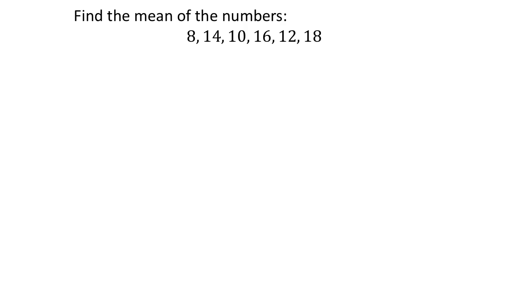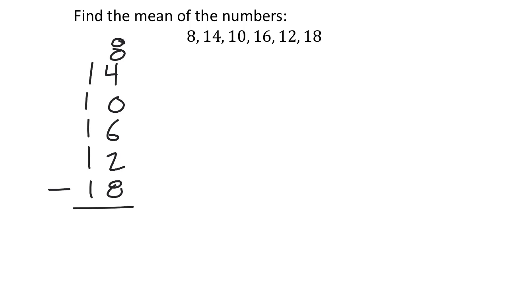So with this set of values, again, for the mean, we don't need these to be in order. The only value we need to be in order is the median. You could say the range as well, but the mean we don't. Okay, so I'm going to take these values, 8, 14, 10, 16, 12, and 18. Now, if you wanted to add these together one at a time, you could.